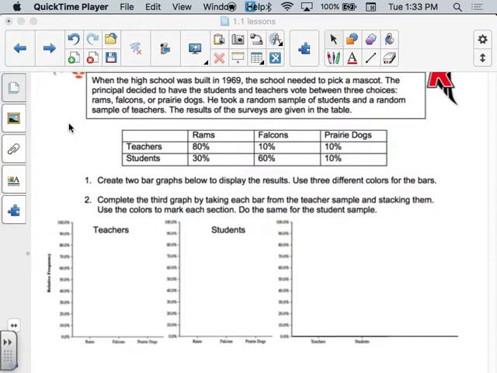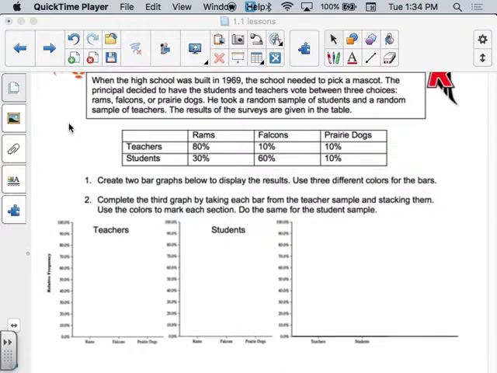Okay, so we're gonna look at what we got. When the high school was built in 1969, and this is using a high school in Michigan, our high school was built in 1971, I think, so we're pretty close. The school needed to pick a mascot. The principal decided to have the students and teachers vote between 3 choices, and he took a random sample of some students and teachers, and here's our table.